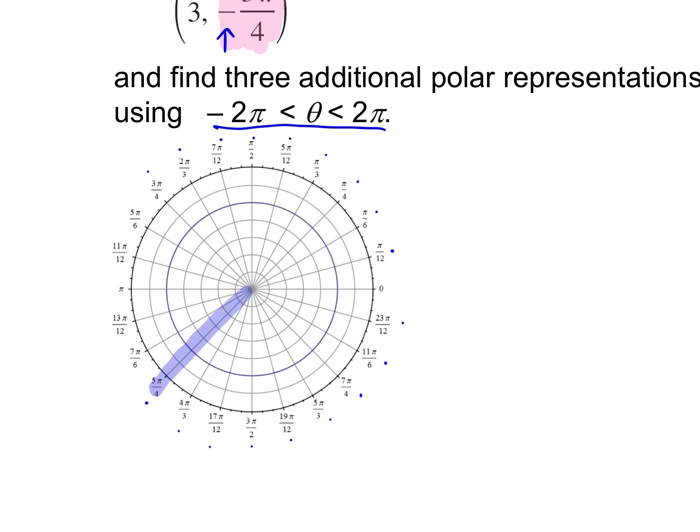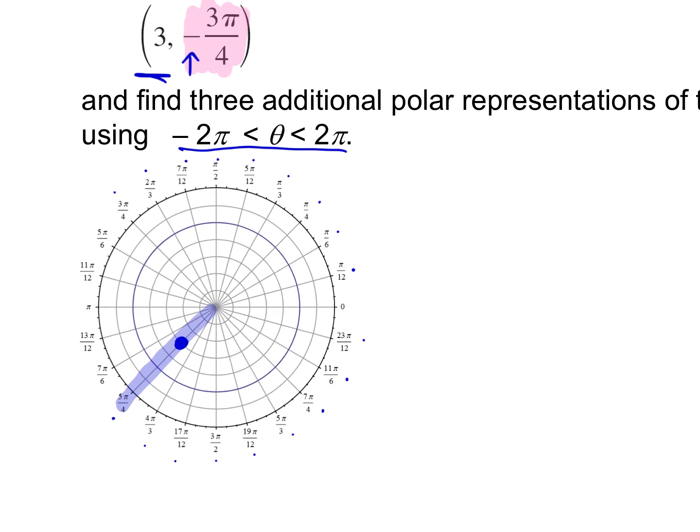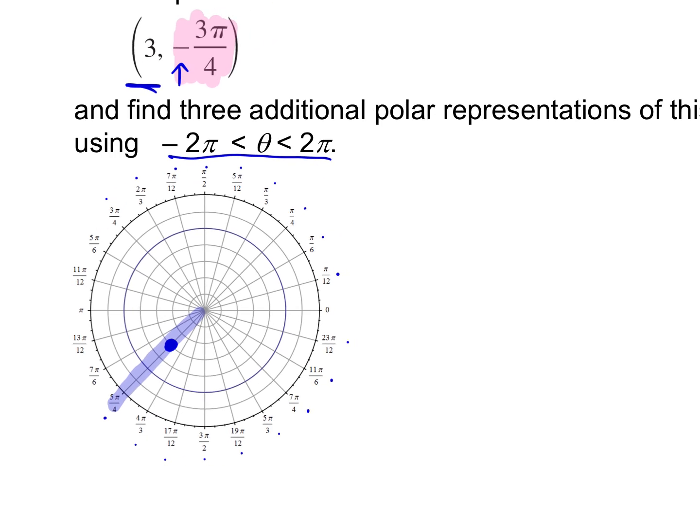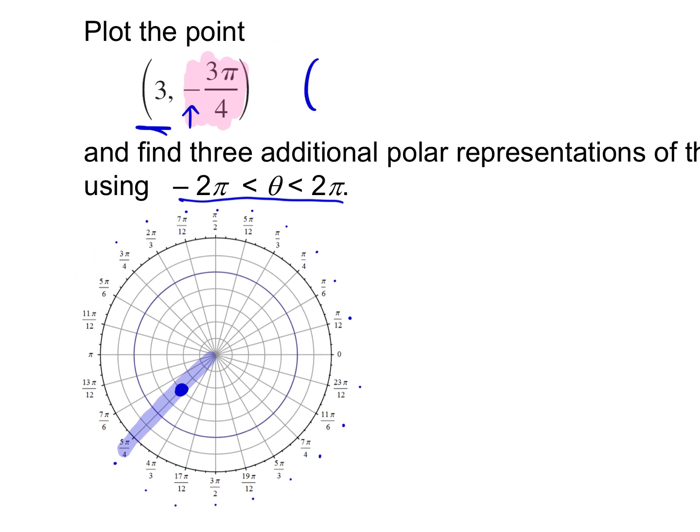Now our point, since our r is 3, we're going to go 3 units away from the pole. So away from the pole, but towards the angle. So 1, 2, 3. So this would be our point. Now, just by looking at this, we could say that 3, 5 pi over 4 is another representation of this point. It's another coordinate for this point.